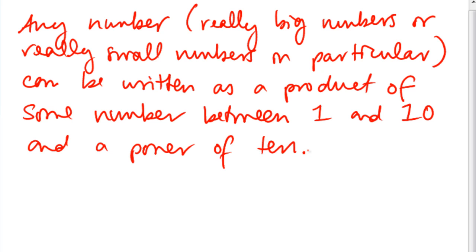Why is that? Well, that number between 1 and 10 can include anything, any digits in the number that are not 0. And the power of 10 is what can be used to tell us how many zeros come before or after these particular non-zero digits. So let's look at an example. How would we do that with the examples we had before? So the speed of light.